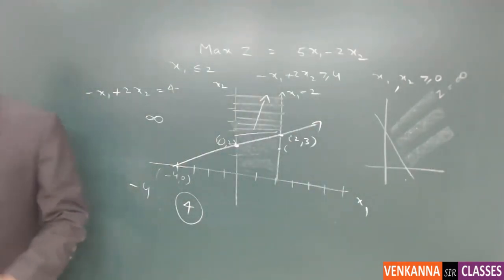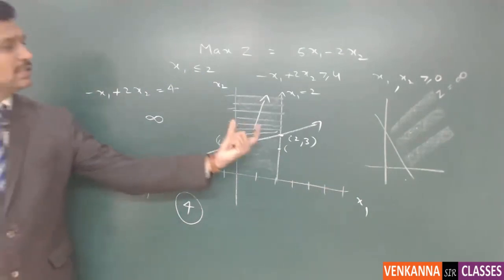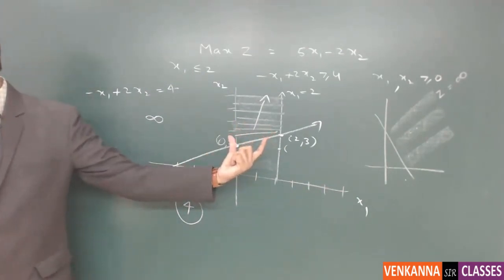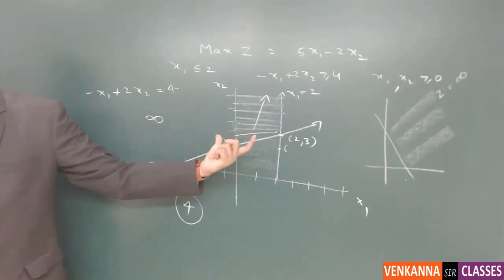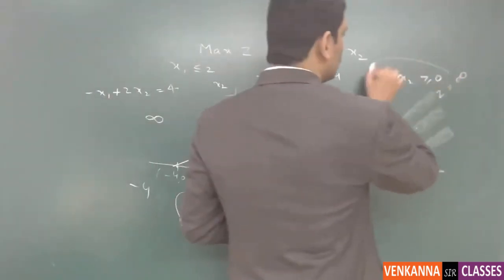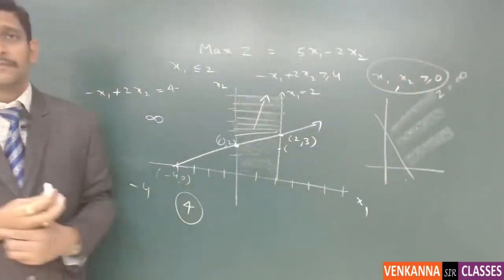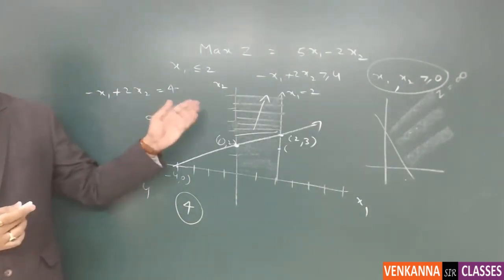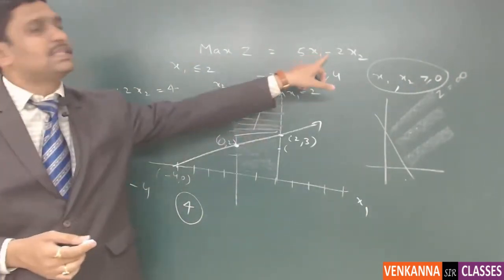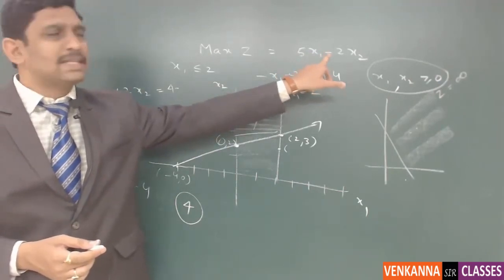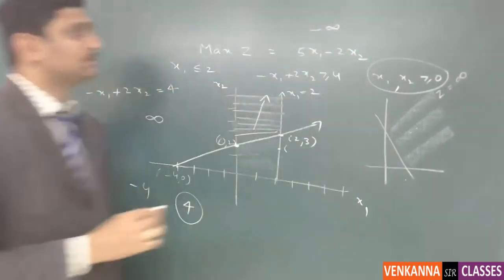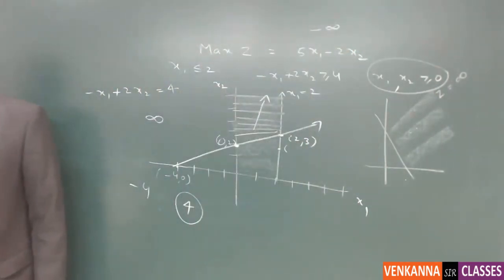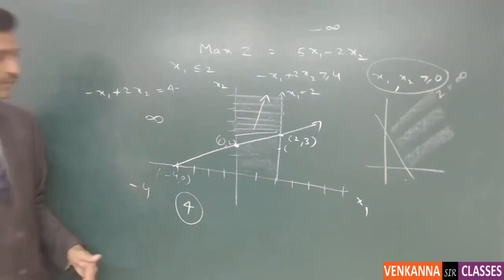Fine. Now I am asking the same question: since the solution space is unbounded, and since x1, x2 must be greater than or equal to 0, if you keep on increasing the x2 value, since the objective function contains a minus sign for x2, you will get the value of minus infinity. Accepted? Right. So the thing is, the maximum value for z is 4.